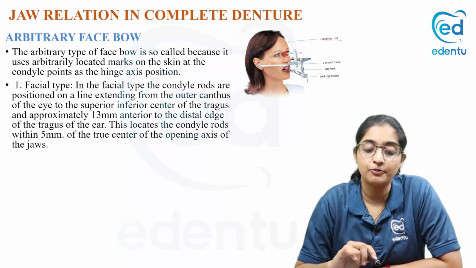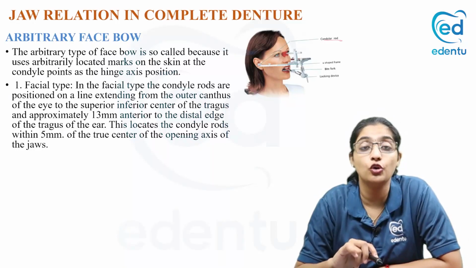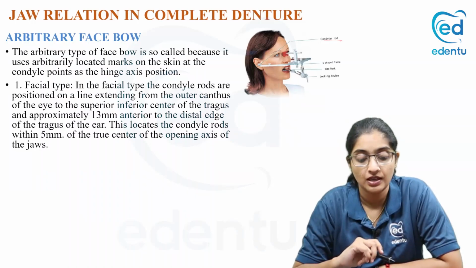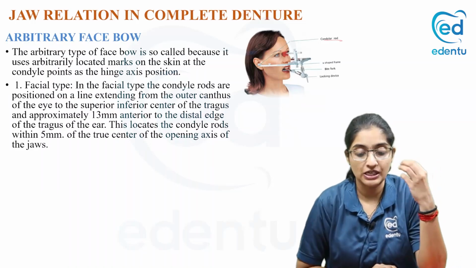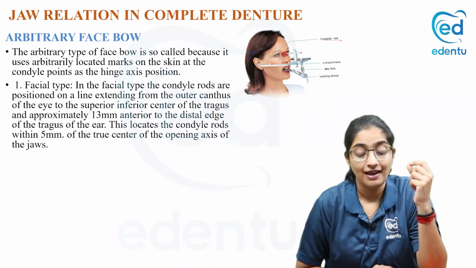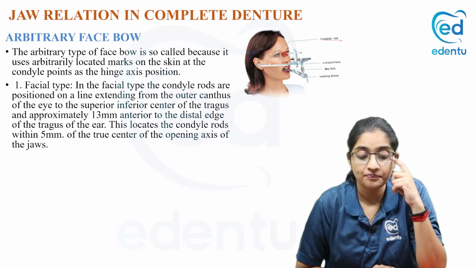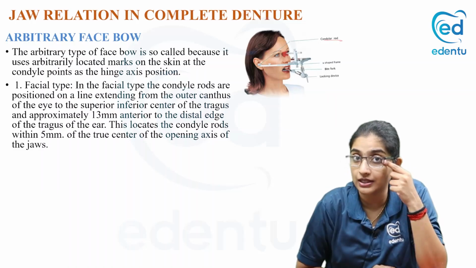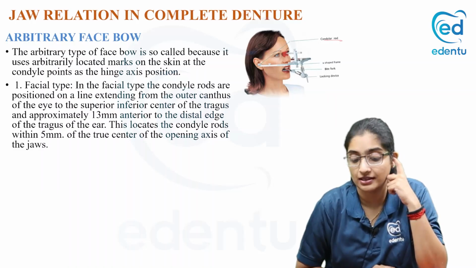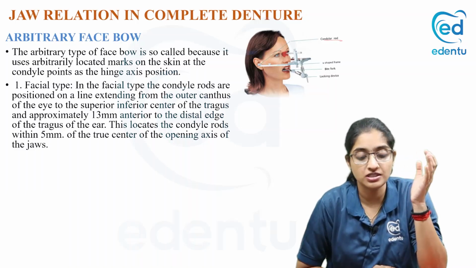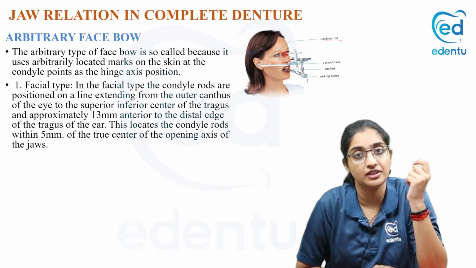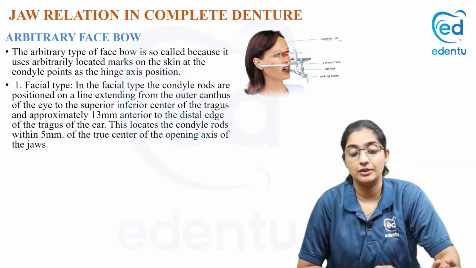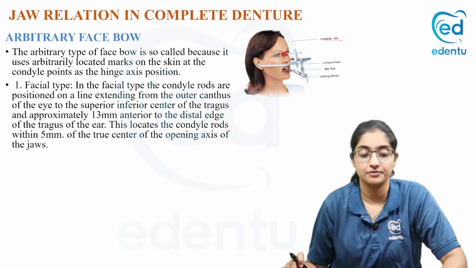Now, the arbitrary type of face bow is so called because it uses arbitrarily located marks on the skin at the condyle points as the hinge axis position. First type is the facial type. In the facial type, the condyle rods are positioned in a line extending from the outer canthus of the eye to the superior inferior center of the tragus. Approximately 13 millimeters anterior to the distal edge of the tragus of the ear. This locates the condylar rods within 5 millimeters of the true center of the opening axis of the jaws.